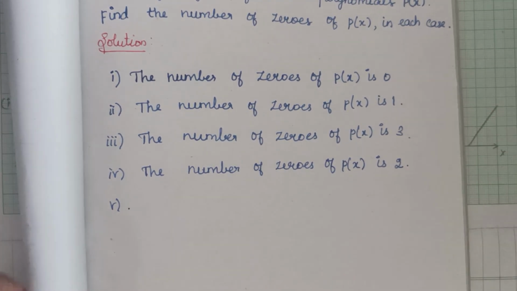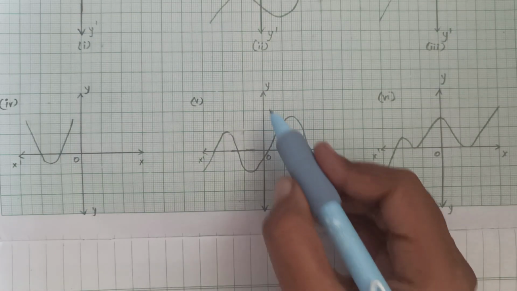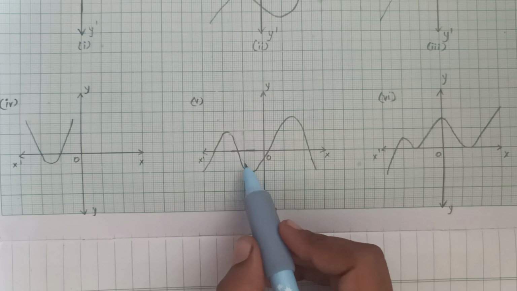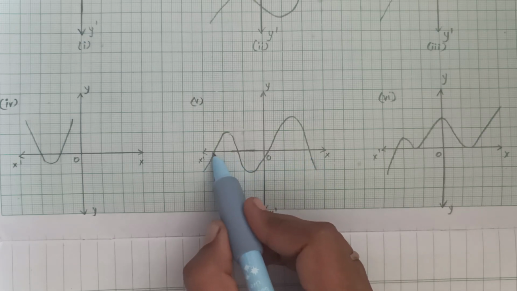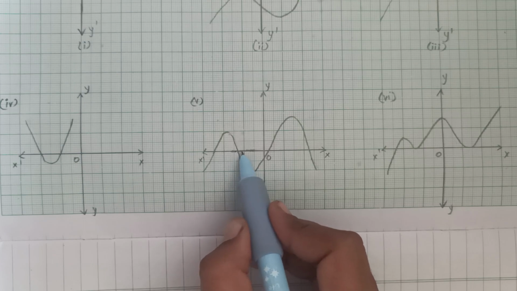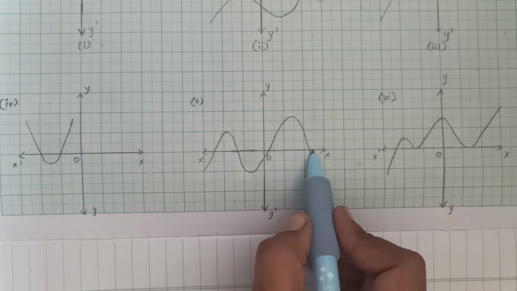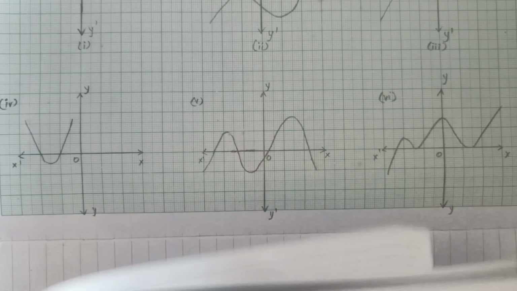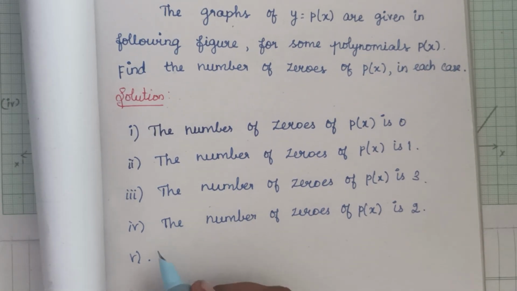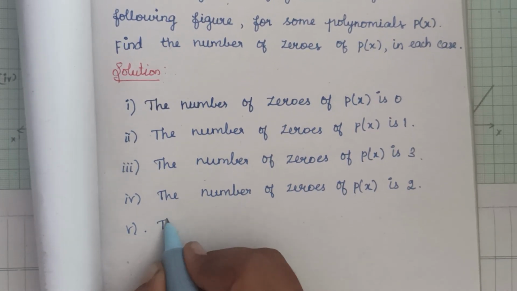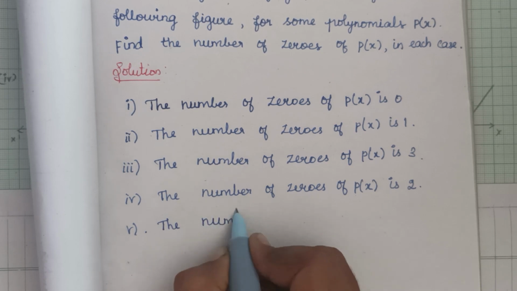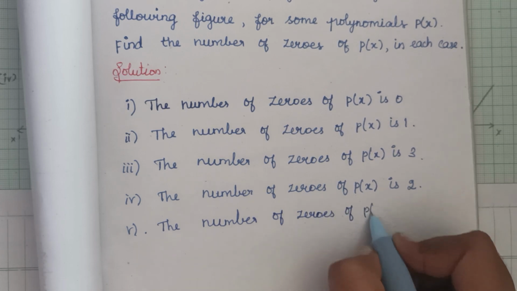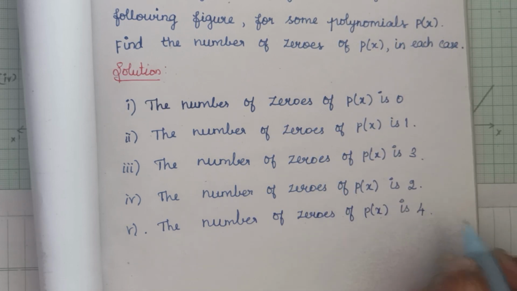Okay, now look at the fifth sum. So here the graph is given. So how many times does the graph intersect the x-axis? 1, 2, 3, 4. Okay, so totally 4 times the graph intersects the x-axis. So you can write that the number of zeros of p(x) is 4.